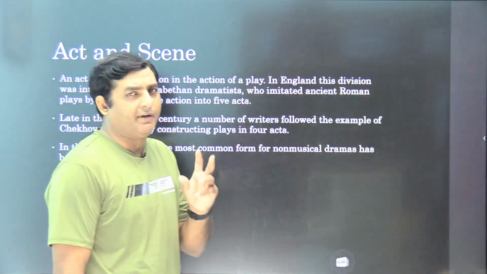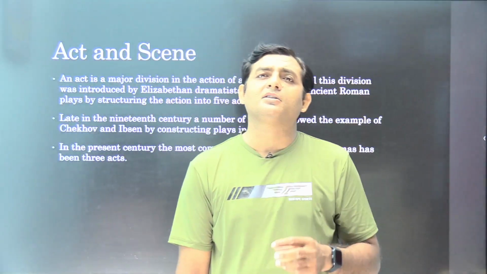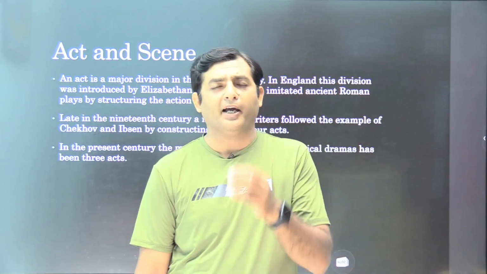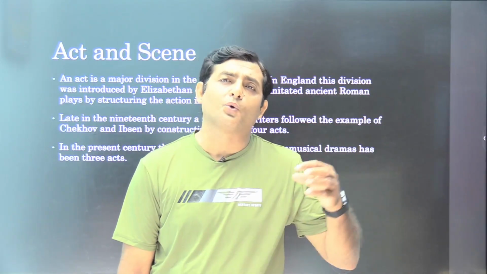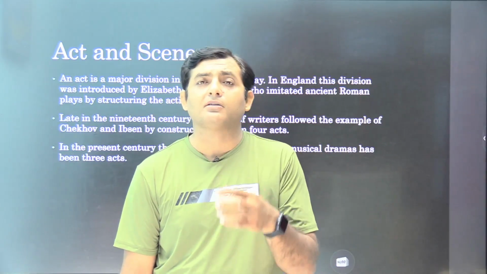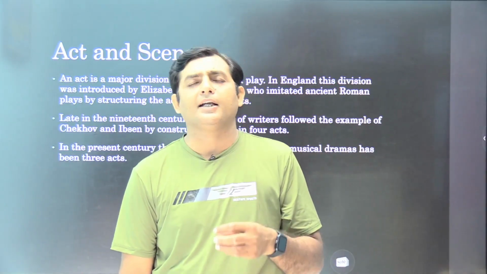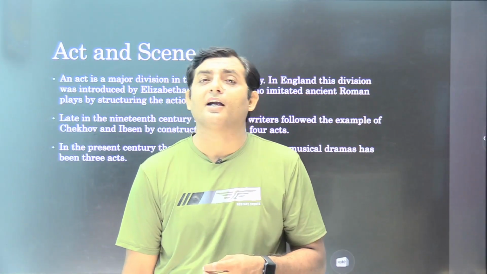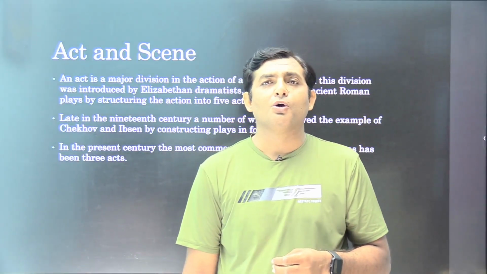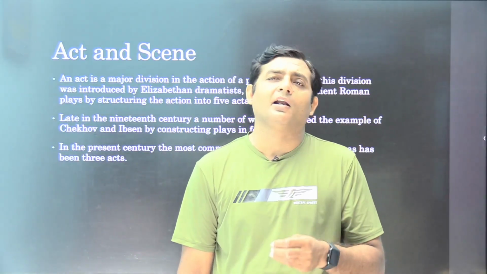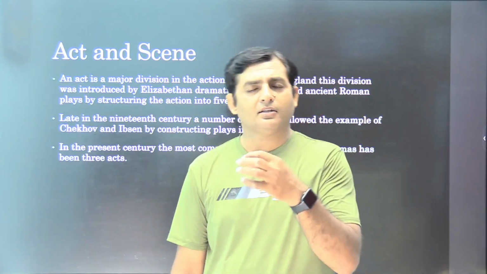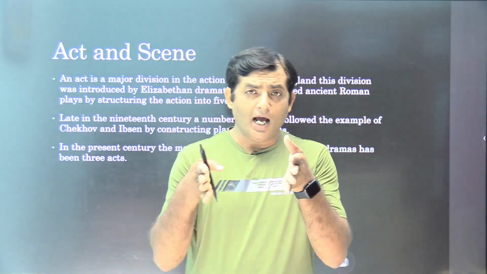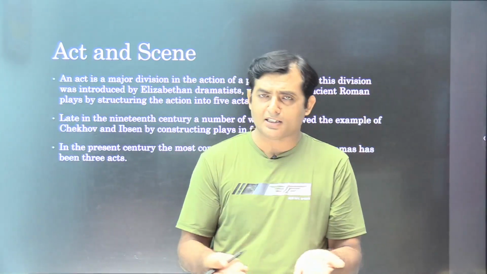Elizabethan dramatists divided plays into 5 acts on the pattern of the Roman dramatists. They imitated the structure of the Roman plays. It was Horace, the poet critic, who wrote the essay Ars Poetica. He said that a play must be divided into 5 acts, and Elizabethan dramatists based their plays on that pattern only, right? And acts are divided into smaller scenes.